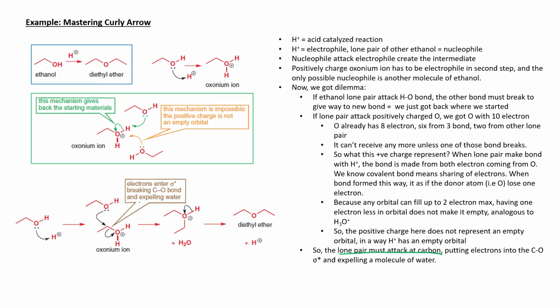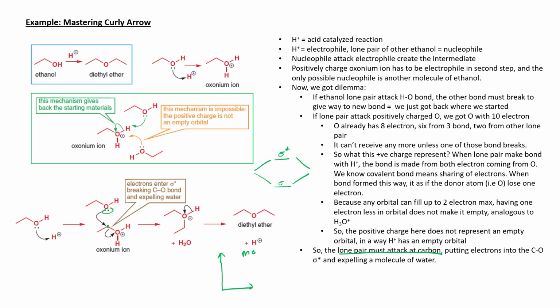Okay, the lone pair here attacks at the carbon. So let's see why it attacks at carbon. Remember the energy diagram: when we learn about molecular orbital theory, let's say we make a bonding, it can be bonding, and it can also be anti-bonding, right?